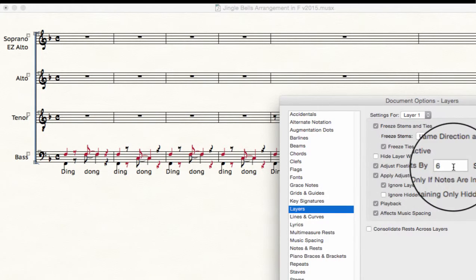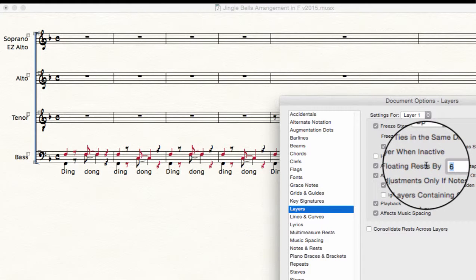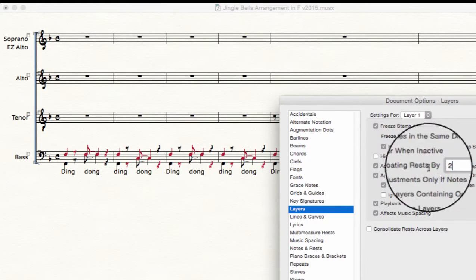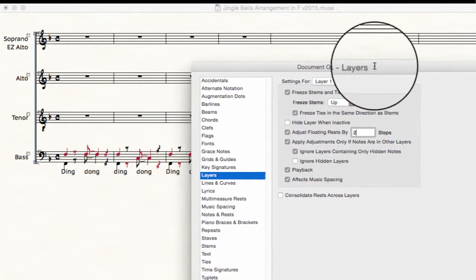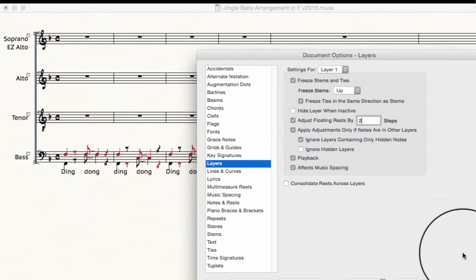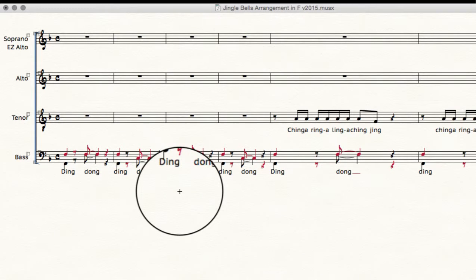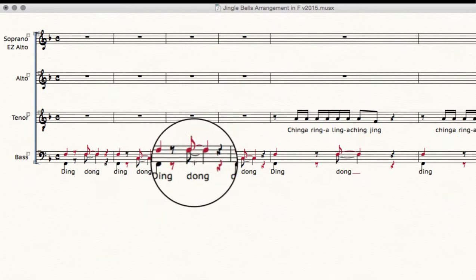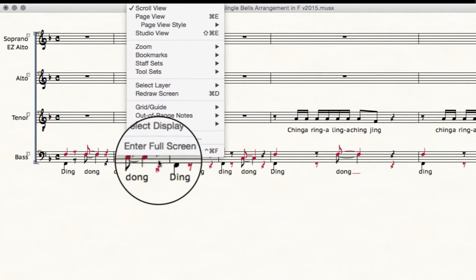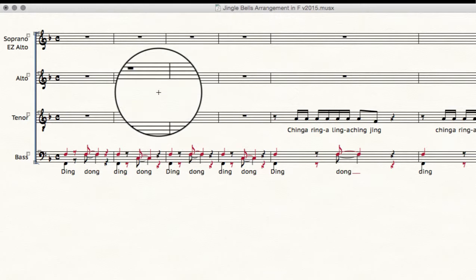But there's "adjust floating rests by a number of steps," right? Well, who knows what steps are? I'm going to try two. So there's adjust floating rests by two steps. And look at that. Now the bottom one, I don't know if it did at all. View, can I redraw? And it looks pretty good.